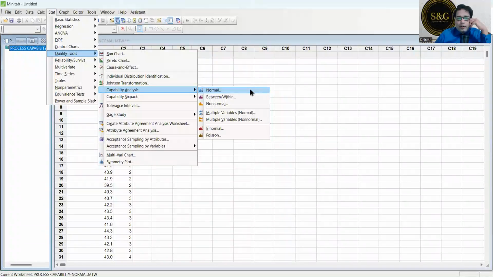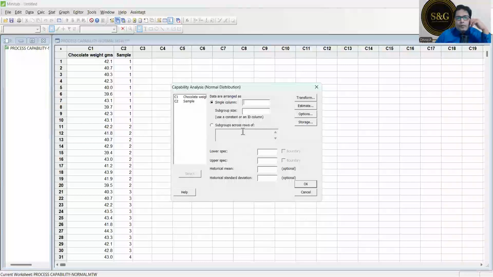Once you click on that, everybody just click on that. In the single column, select chocolate weight, double click on chocolate weight. In the subgroup size column, select sample. Just follow this.